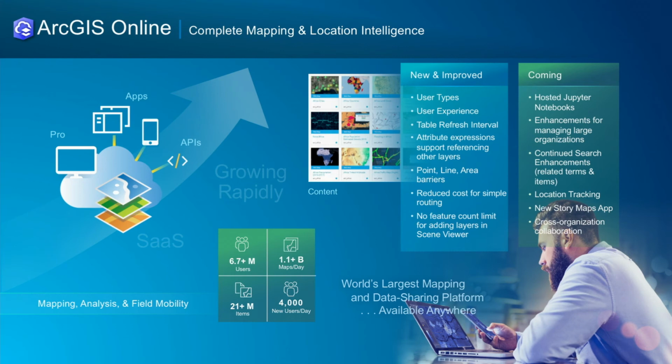Over the past few years, it's been pretty amazing to look at the growth of ArcGIS Online. Right now, we have over 6.7 million users who view over 1 billion maps per day. They have over 21 million items stored in ArcGIS Online, and there's currently 4,000 new users coming into ArcGIS Online every day. So with these stats in mind, updates to ArcGIS Online are really, really important.